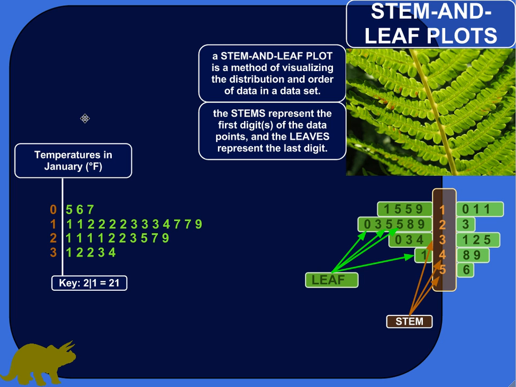And so let's just talk about why we would use a stem and leaf plot. What's their usefulness? What's the point? Well, one reason would be you can write down a bunch of numbers in a compact way.